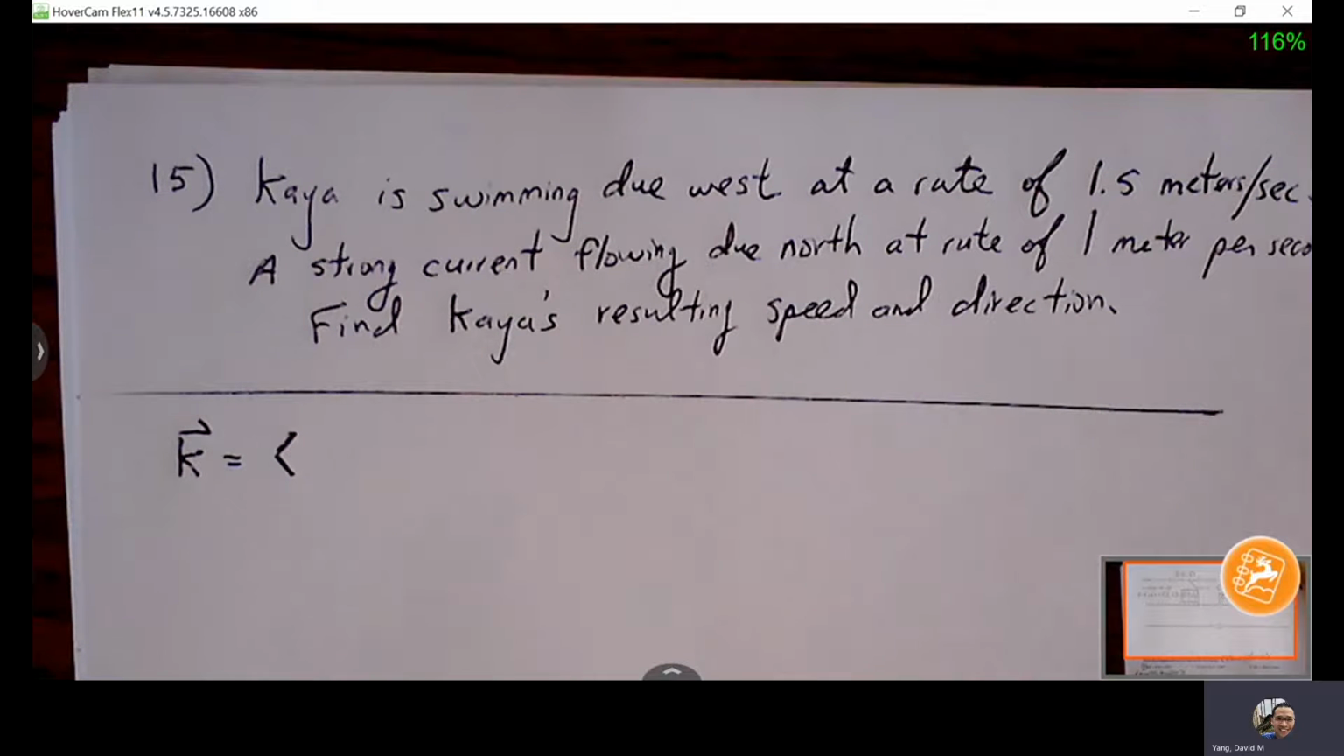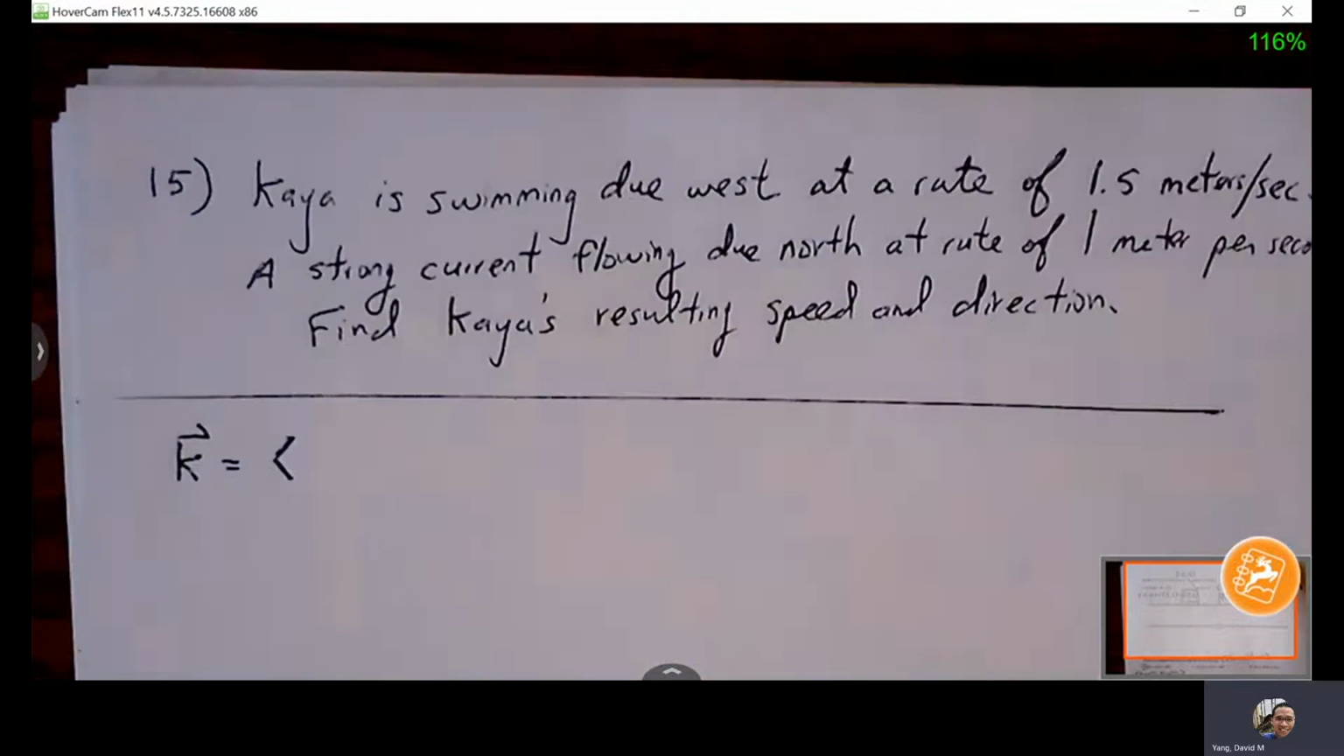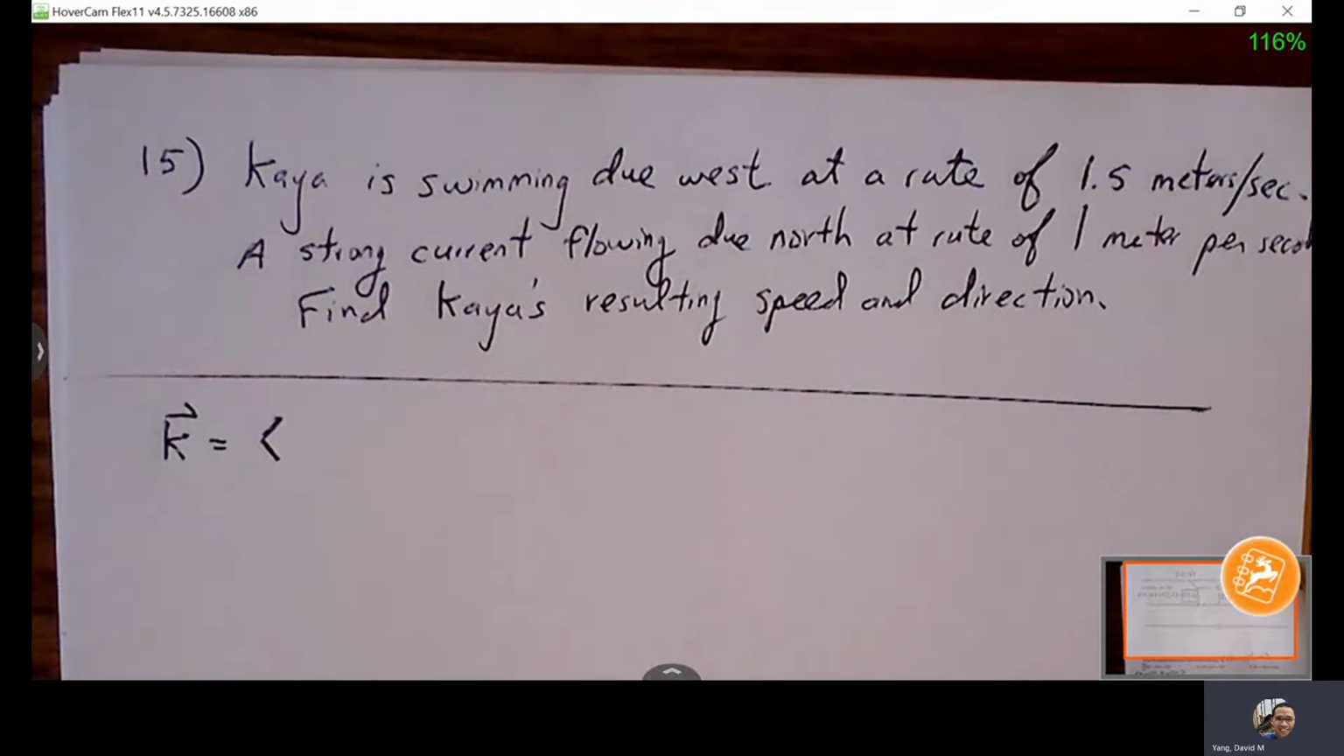So treat this like how we did number 12. Create two vectors, then add them together to get that resultant vector, and then component form. Once you get to the component form of the resultant vector, then find magnitude and direction.